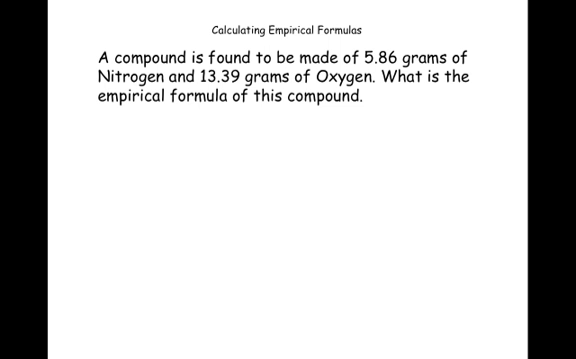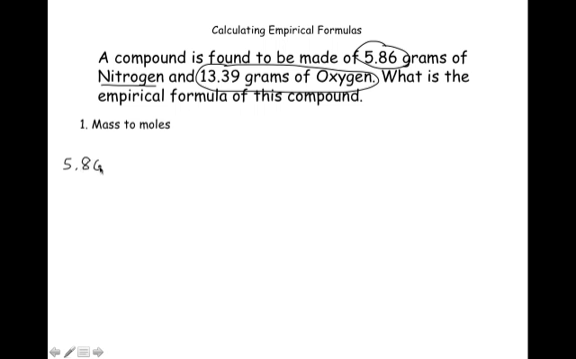A compound is found to be made of 5.86 grams of nitrogen and 13.39 grams of oxygen. What is the empirical formula of this compound? The little rhyme says mass to moles, so let's convert our masses into moles. We have 5.86 grams of nitrogen and 13.39 grams of oxygen, and we need to convert those masses into moles. You have done single-step problems previously, so this should not be a difficulty for you.